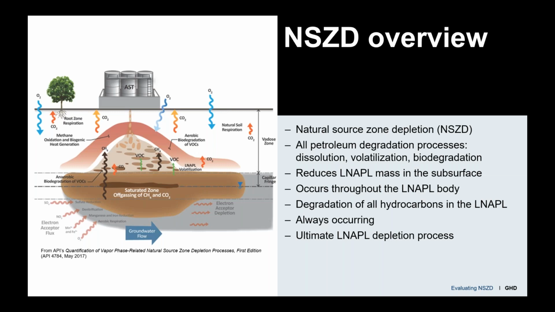So these processes all play an important role in the stability of the LNAPL body, and it's thought that this is what helps stabilize that LNAPL body after the source has been removed or there's no longer a head on the LNAPL that's causing the migration. And then it continues to degrade any remaining LNAPL at the site.